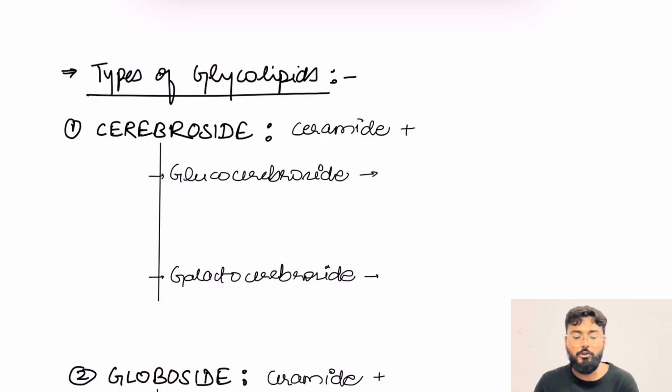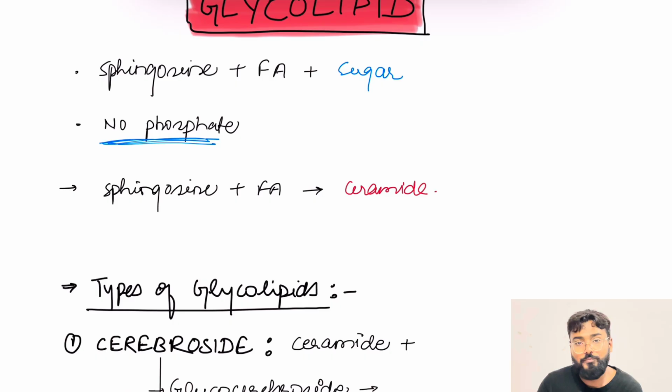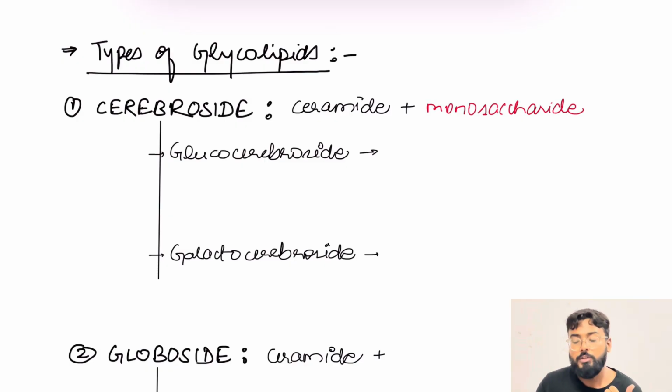Now, what are the types of glycolipids? We need to remember the majorly three types of glycolipids: cerebroside, globoside, and gangliosides. How are the cerebrosides going to form? Your glycolipids form when a sugar component attaches to the ceramide. So what sugar attaches to ceramide so that it forms cerebroside? That is a monosaccharide. When a monosaccharide group attaches to ceramide, it forms cerebroside.